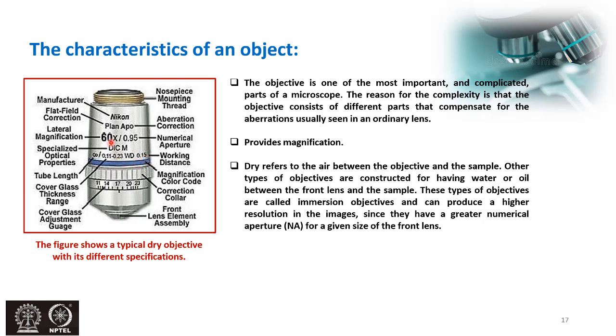So if I want to know which one is the 60x objective, and I am not able to see the text, with the color of the objective I will be able to identify which one is which. This is universal: if it is 60x, it will be blue in color. So that is how I'll know that this is 60x by looking at this ring. Then we have the correction collar, and this is the front lens assembly element.